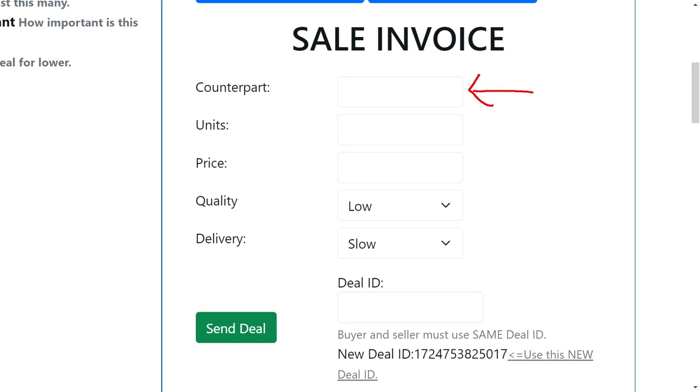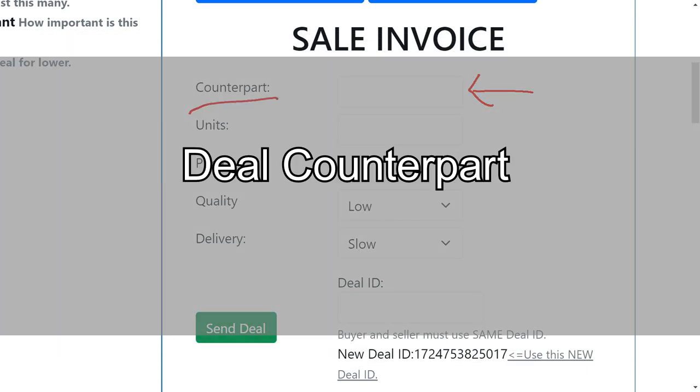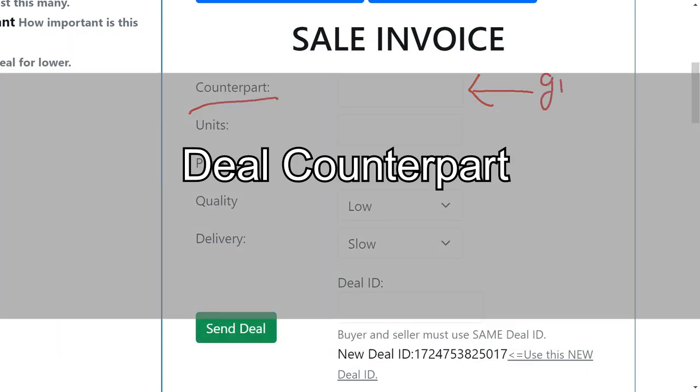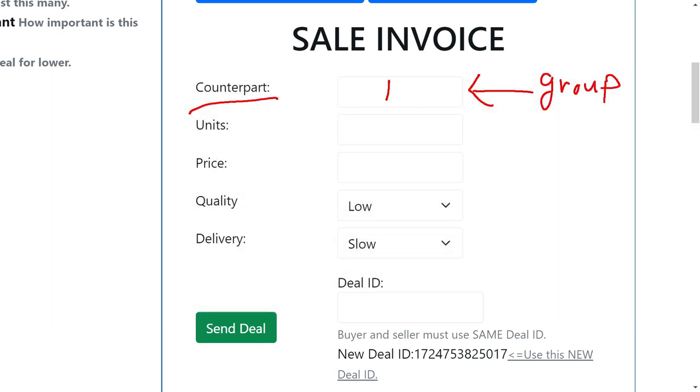The first part is the counterpart. The counterpart is the group you're going to make the deal with. These groups are just numbers, like group one, or group two, or group 12, or group 32, something like that. Then you're going to indicate the number of units. The units could be something like 10, or just one is possible, that's unusual, but maybe 1,000 units.